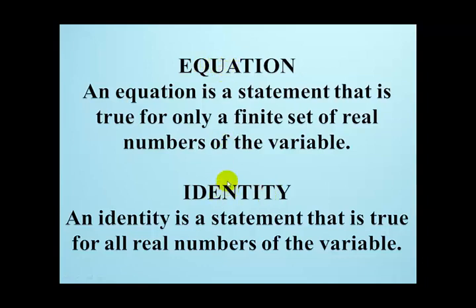The difference between an equation and an identity. An equation is a statement that is true for only a finite set of real numbers of the variable. But an identity is a statement that is true for all real numbers of the variable. So, an equation is true for only a finite set of real numbers, but an identity is true for all real numbers of the variable. Now, let's look at the illustration.